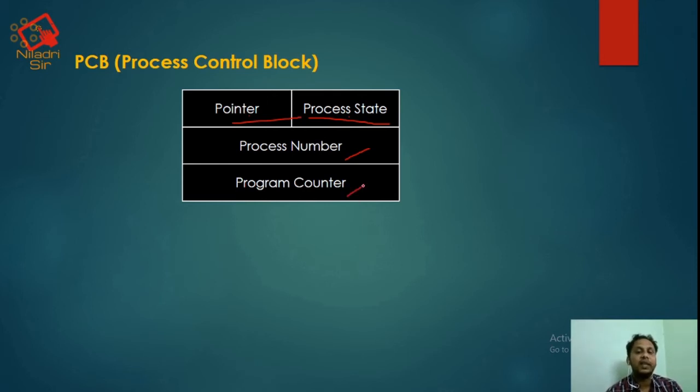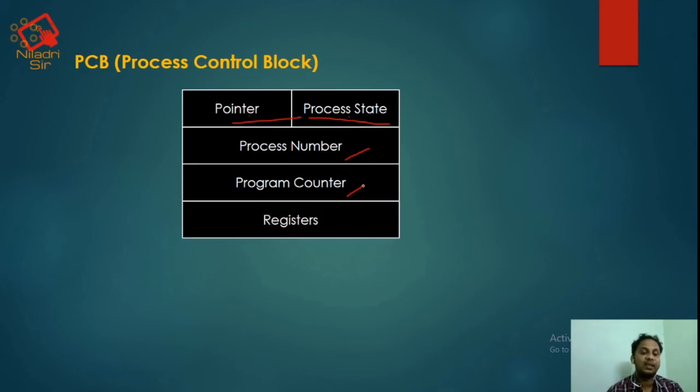The program counter stores the next instruction to be executed. So what is the program counter? A program or process may contain multiple instructions to be executed, and the program counter holds the next instruction of the process that will be executed after the current one.